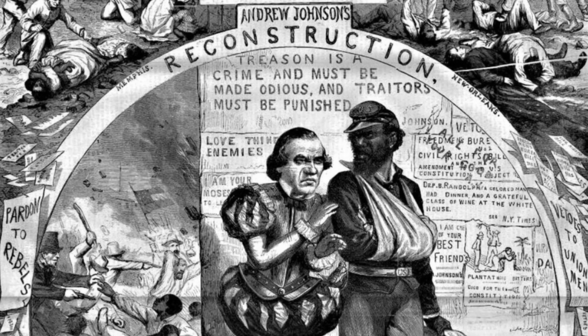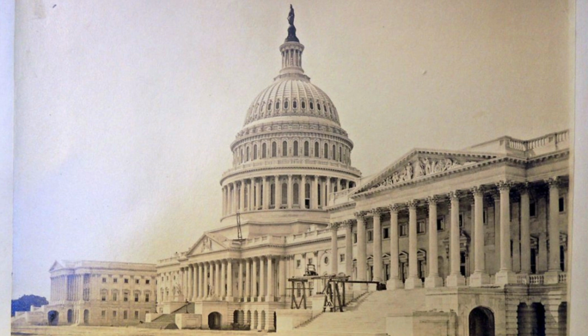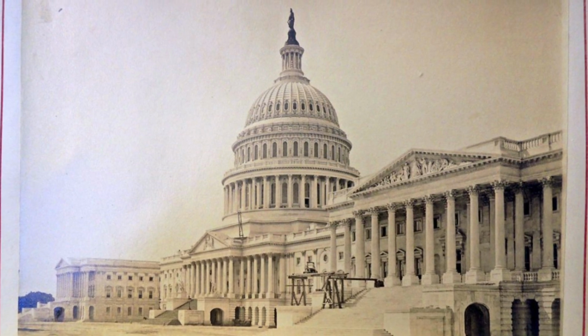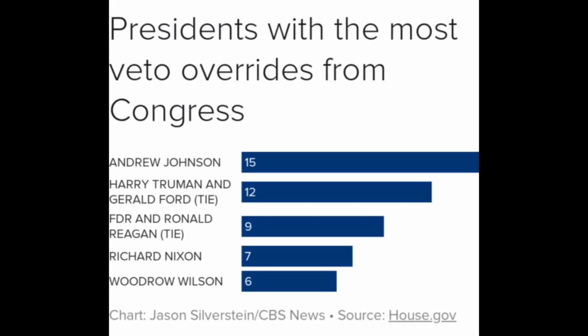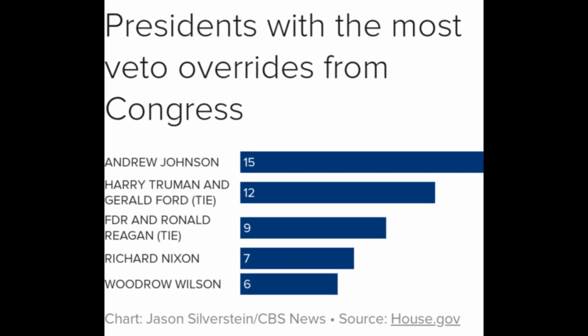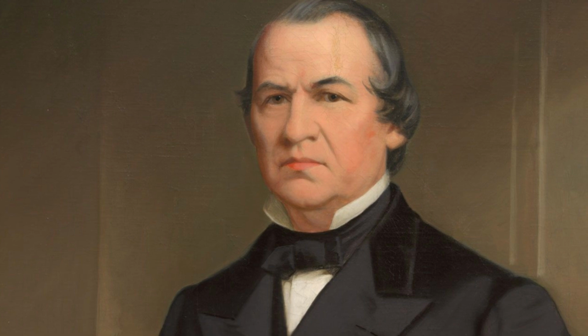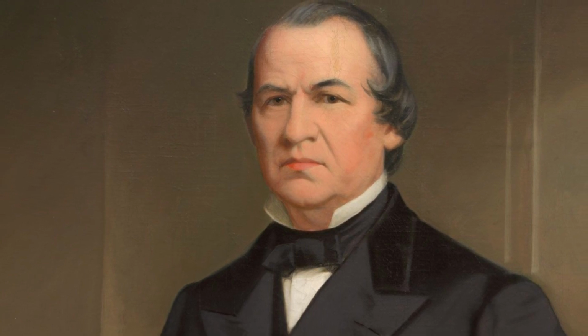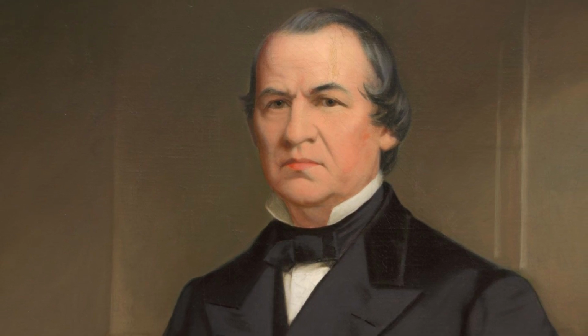Johnson did not see eye to eye with the Republican-dominated Congress, which was pushing Reconstruction policies. Johnson frequently vetoed bills passed by Congress, and Congress, in turn, frequently overrode his vetoes by the required two-thirds vote. In total, Johnson vetoed bills sent to his desk 21 times. 15 of those were overridden by Congress. He also had 8 pocket vetoes, which is where a president refuses to sign a bill until the current session of Congress ends. The bill essentially times out and cannot be overridden.